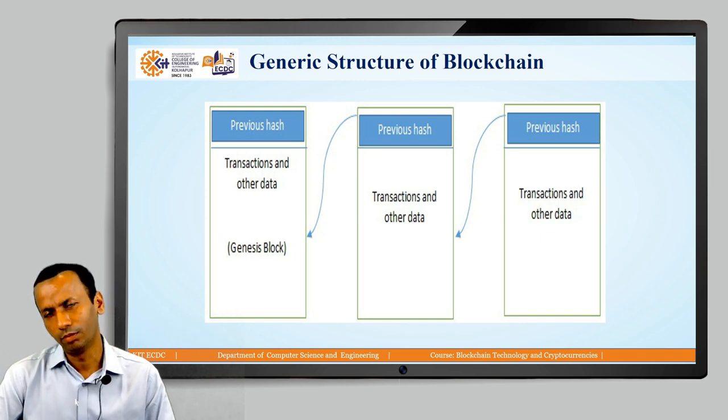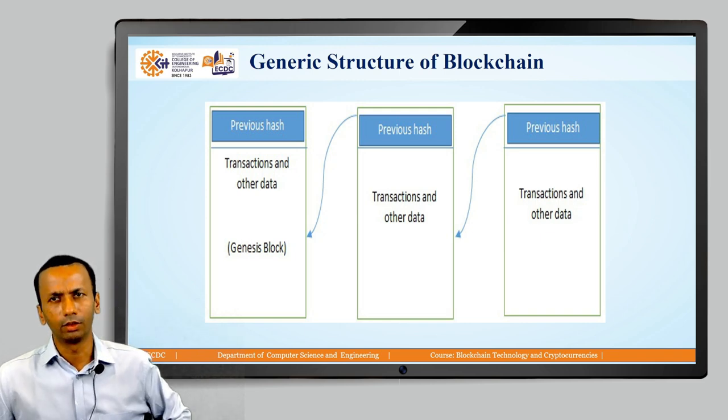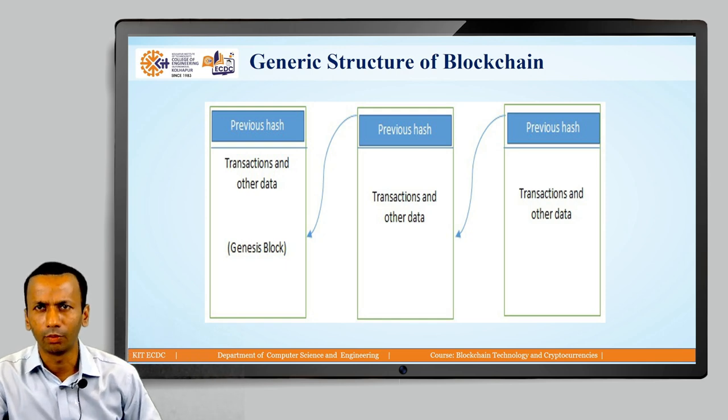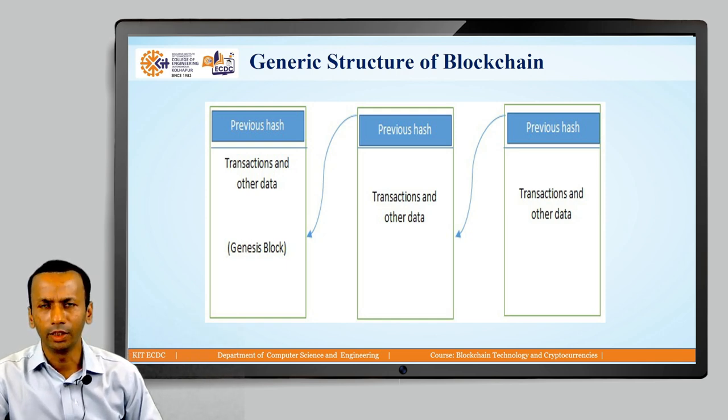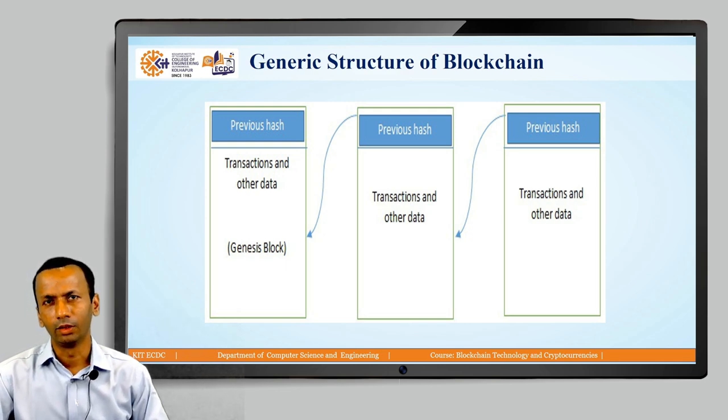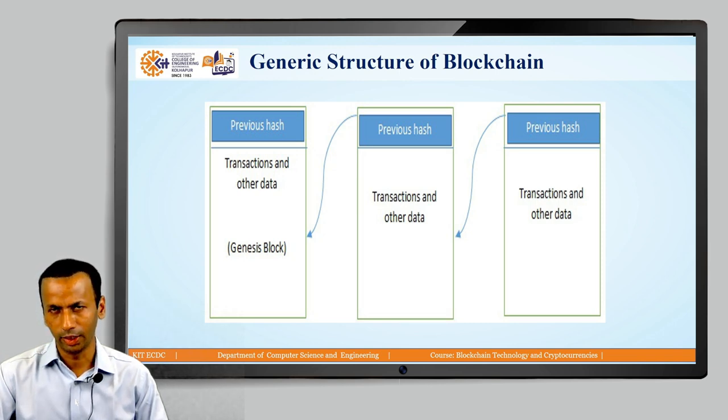Then the third block is also created in that particular network. Again, a link is formed between the third block in the blockchain and the second one. This is how the blocks are created and the chain is formed between the different blocks, and it becomes your blockchain, where we are storing all the transaction data and other types of information. So this is the generic structure of the blockchain.